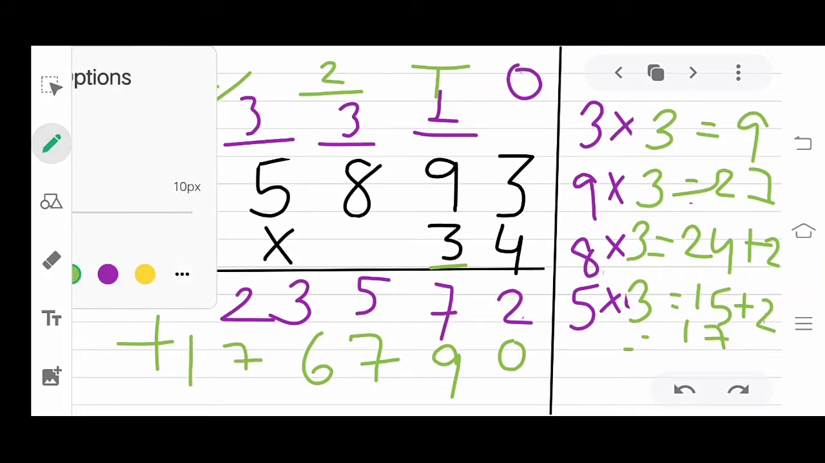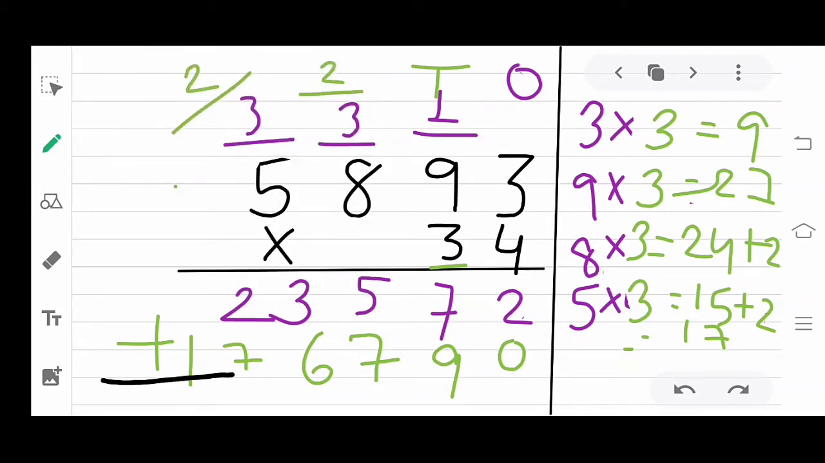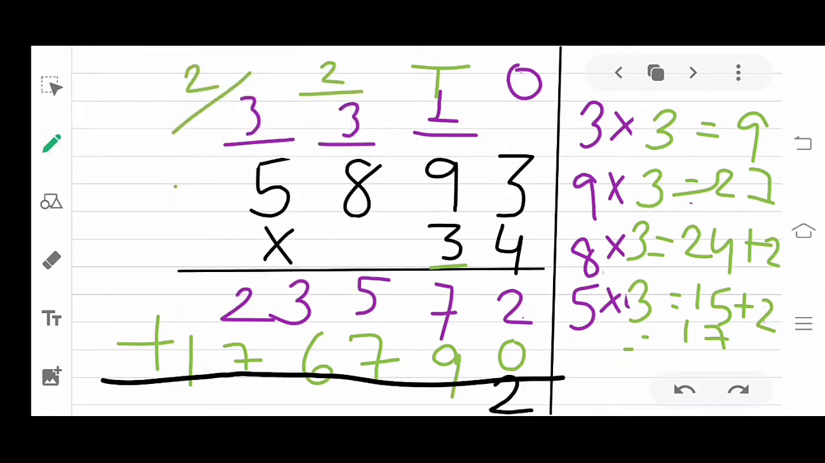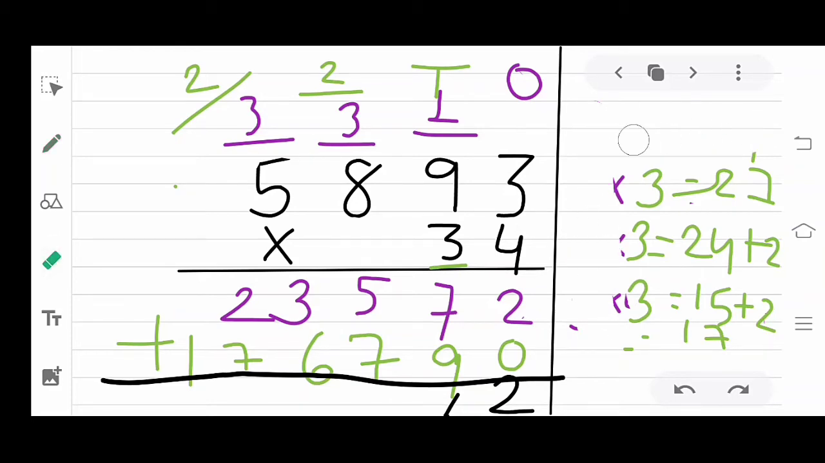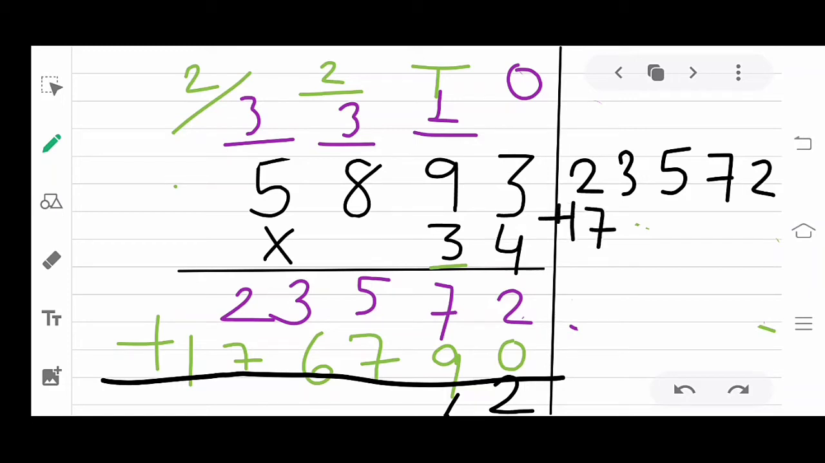And what we are going to do at the last step is addition. Yes, so here I am going to add 0 plus 2, 2, 7 plus 9, 16. Students, I don't have space here, so I am going to add this number here. I hope you understand that I don't have space there. So I write down 2, 3, 5, 7, 2 plus 1, 7, 6, 7, 9 and 0.